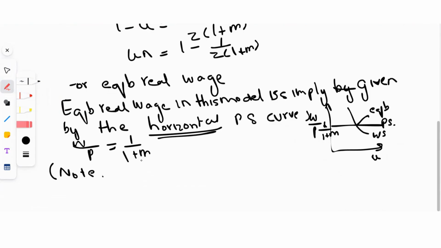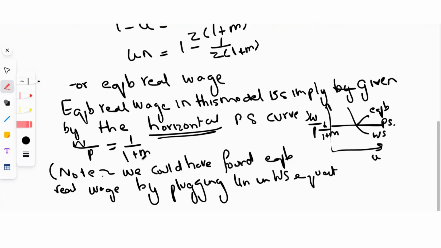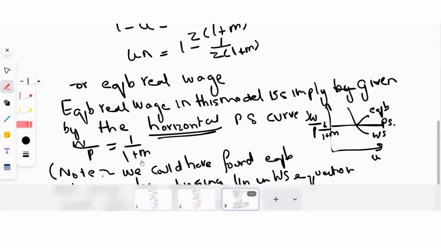Note, we could have found the equilibrium real wage by plugging UN into the WS equation, and we would get the same answer. We could have done that. Look, see, if I go back to the figure we drew in part A.